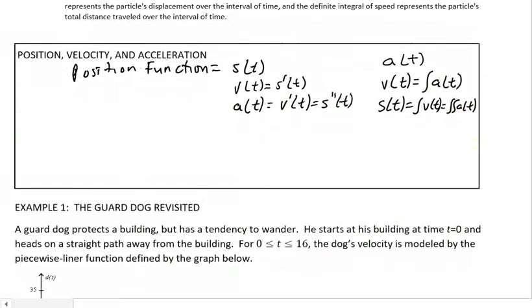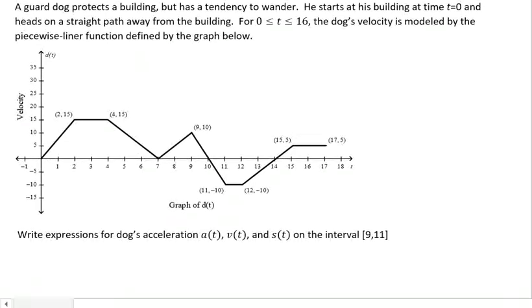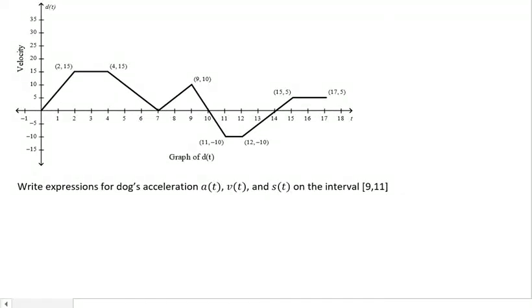So let's go back to, we've done this guard dog problem before. We're going to add something to it now. The guard dog protects a building, but has a tendency to wander. He starts at his building at time t equals 0 and heads on a straight path away from the building for 0 ≤ t ≤ 16. The dog's velocity is modeled by the piecewise linear function defined by the graph below. And we want you to write expressions for the dog's acceleration, velocity, and position on the interval 9 to 11. So that's this interval right here.